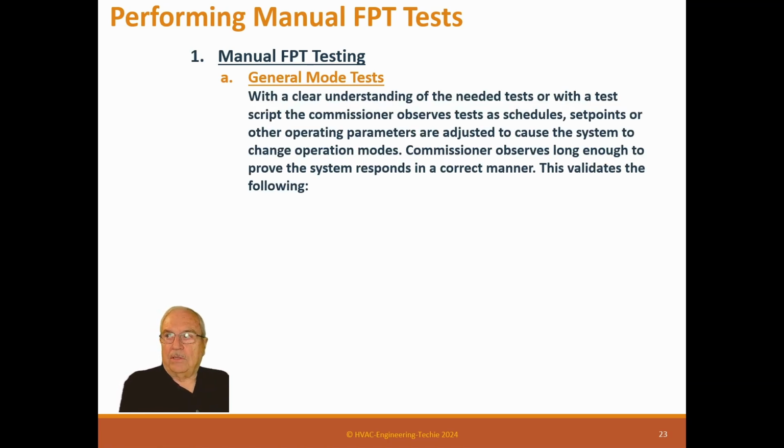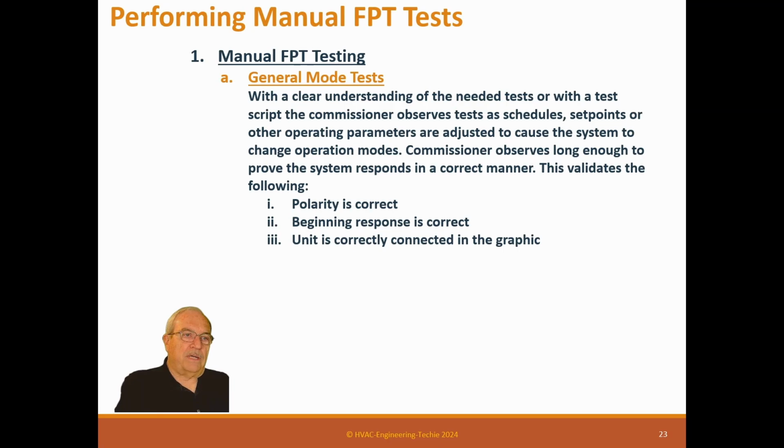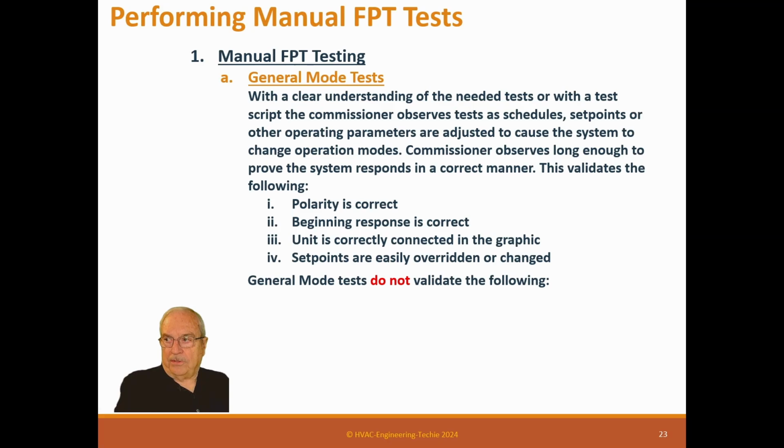With a clear understanding of the needed test, or with a test script, the commissioner observes test as scheduled. Set points or other operating parameters are adjusted to cause the system to change operating modes. The commissioner observes long enough to prove the system responds in a correct manner. This validates the following. The polarity is correct. Beginning response is correct. Unit is correctly connected in the graphic. Set points are easily overridden or changed.